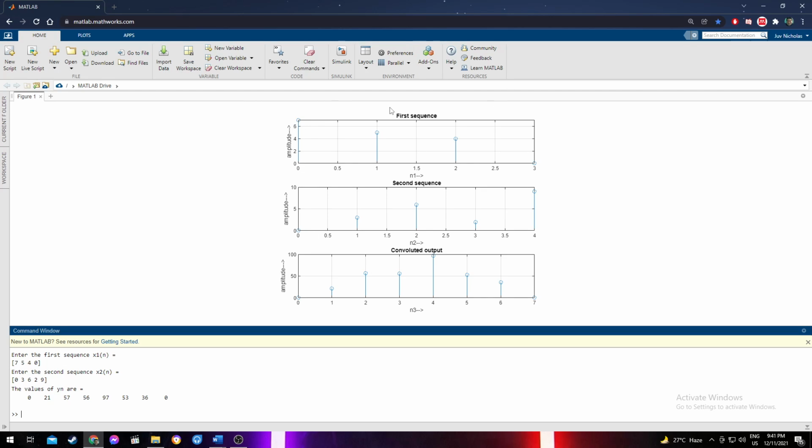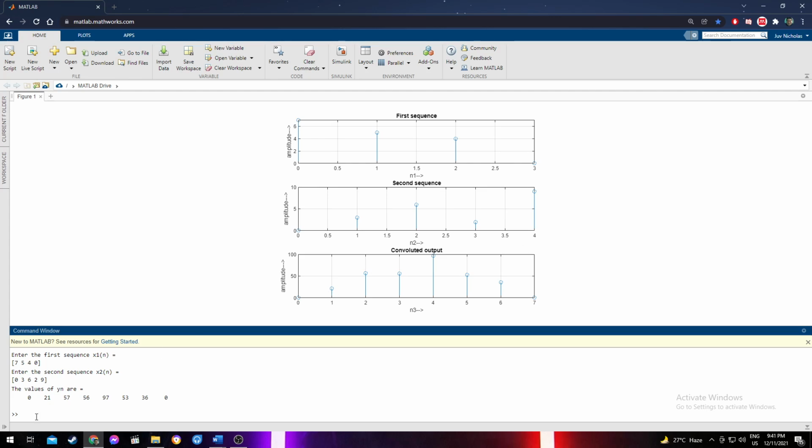So in the first diagram, we can see here the inputted first sequence that starts at 7. The second will be at 5 here. Then 4. Then the last one is at 0. The second diagram corresponds to the second sequence that we entered, which starts at 0 and valued in the second one at 3, 6, 2, and 9.